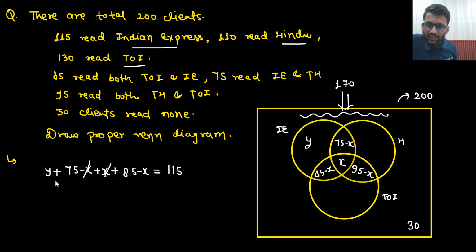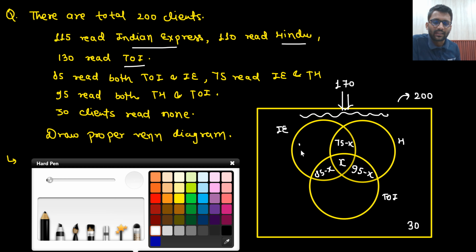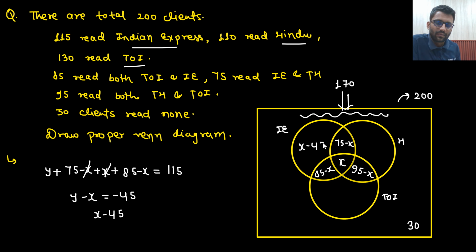So 75 plus 85, what would that be? 160. So y minus x is equal to minus 45. So y is equal to x minus 45. This we are getting as x minus 45, right, because this will be getting added. So 160 minus 45, that would be 115. So this is x minus 45.